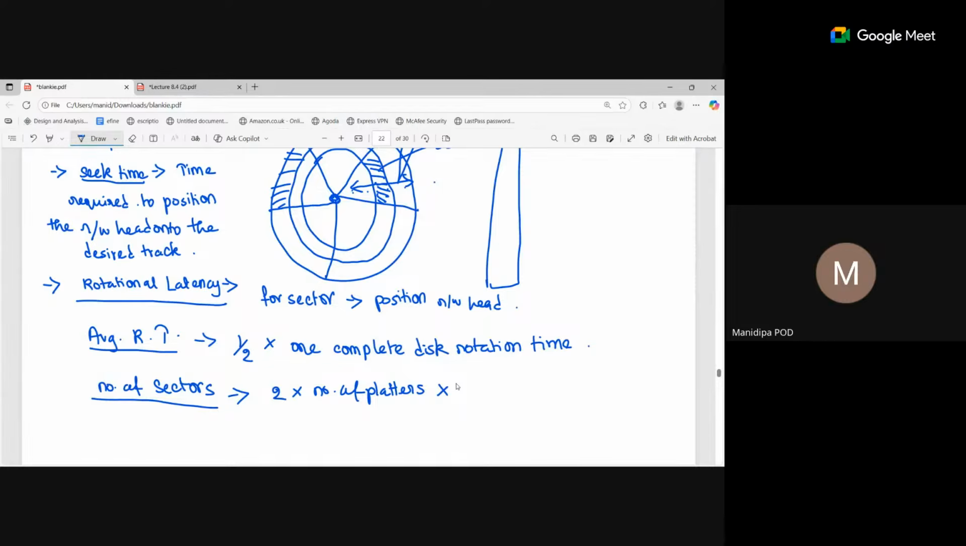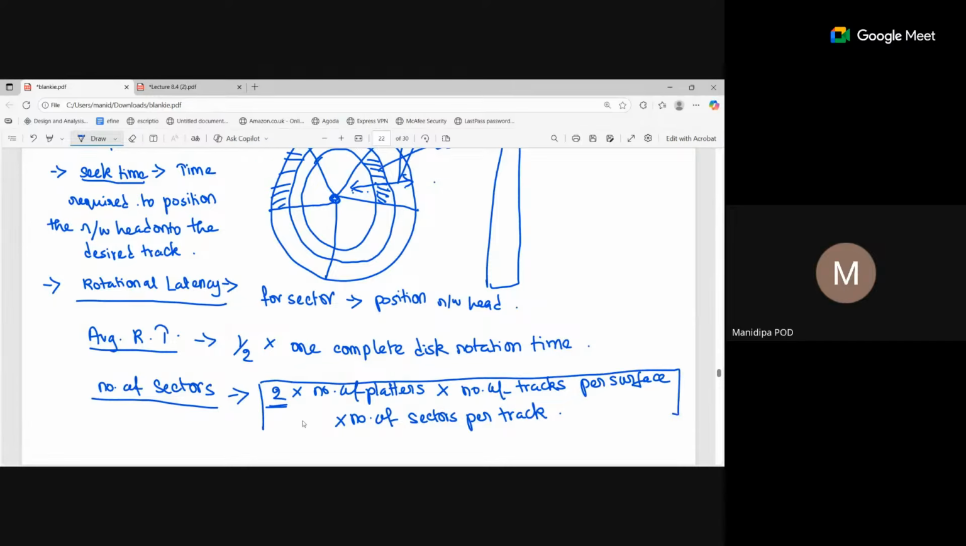Now in each surface there are tracks present, right? So we will multiply with the number of tracks per surface. This 2 takes care of the 2 surfaces, right? So number of tracks per surface, again we need number of sectors. There are sectors present per track, so number of sectors per track. This is the formula to find the total number of sectors. A lot of numericals have come from here. These two formulas are important.